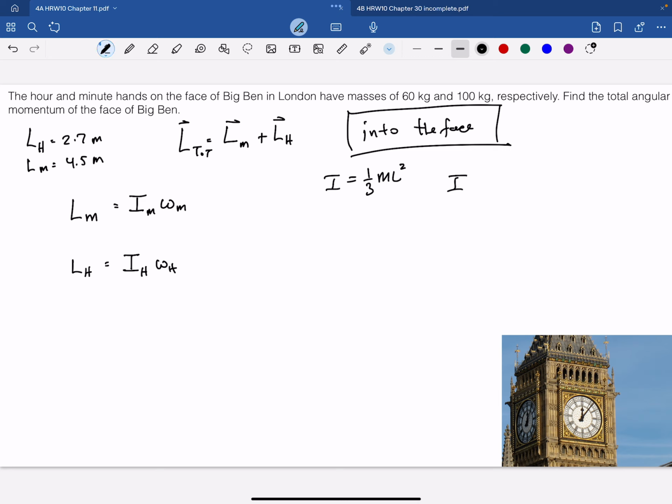So the moment of inertia of the minute hand will be 1/3, and then the minute hand is 60 kilograms, because it's the bigger one, and its length is 4.5 squared. And then the moment of inertia of the hour hand, 1/3. Oh, no, I did that wrong. 100 is bigger than 60. 60 times 2.7. There we go. Get all my numbers in the right place, and I might have a chance at getting it right. All right, for the minute hand, I got 675.